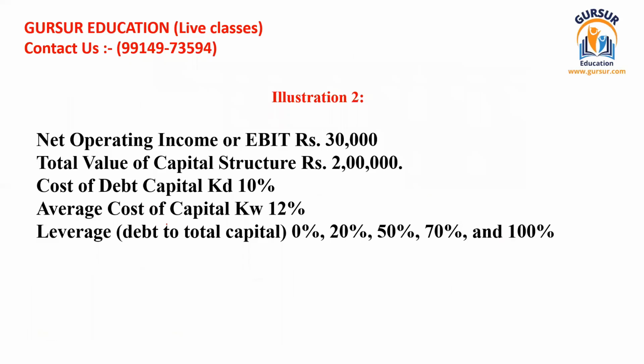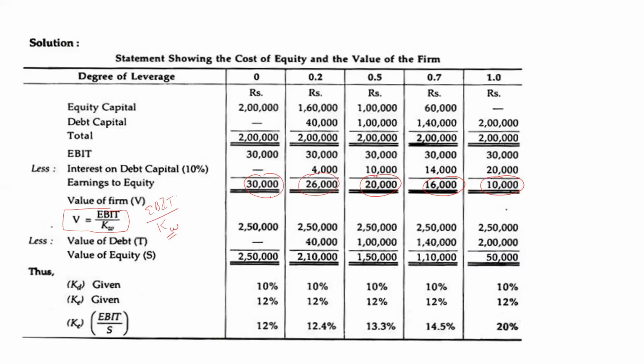Weighted average cost of capital is already given to us in the question, and that is 12%. Now we already know that the earning before interest and tax is 30. When we divide this by 12%, we get the value of 2 lakh and 50,000. In the same way, 26 divided by 12%, you get this value.